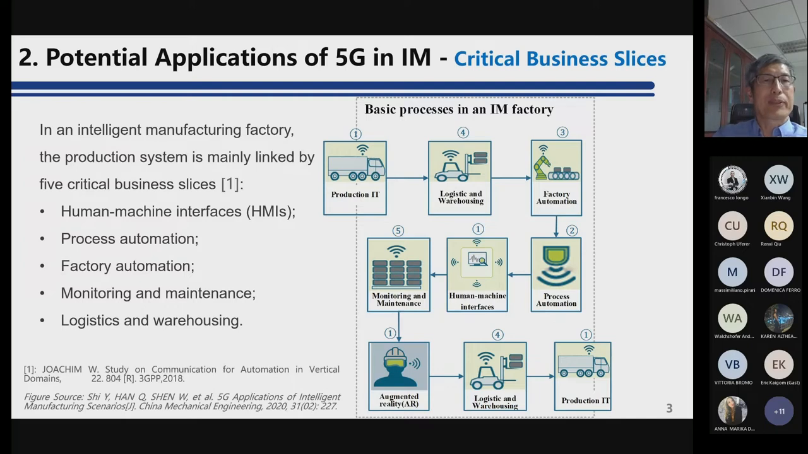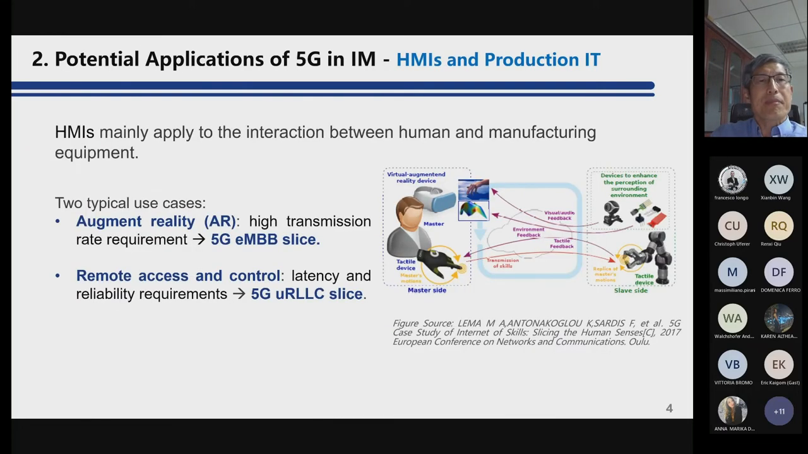And second one, process automation, factory automation, monitoring, maintenance. I will review one by one in the next few slides. First one, I think it has some overlap with what Christoph already mentioned, like the human-machine interface side. So like AR, augmented reality, and in this case, eMBB of 5G plays a very important role because we need the enhanced mobile broadband communication for this kind of high volume communication.